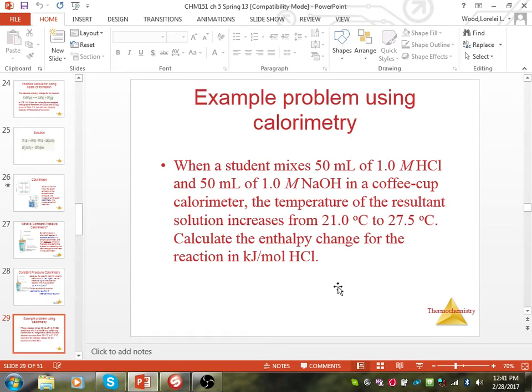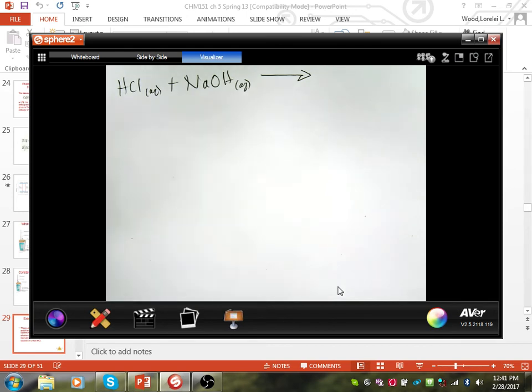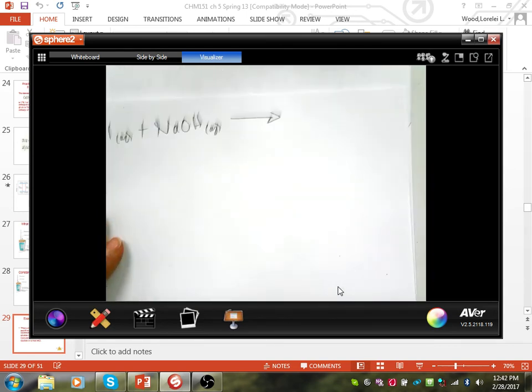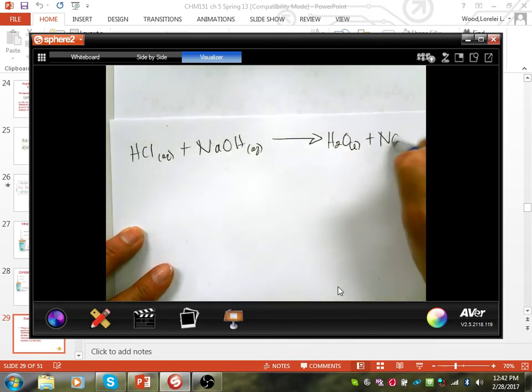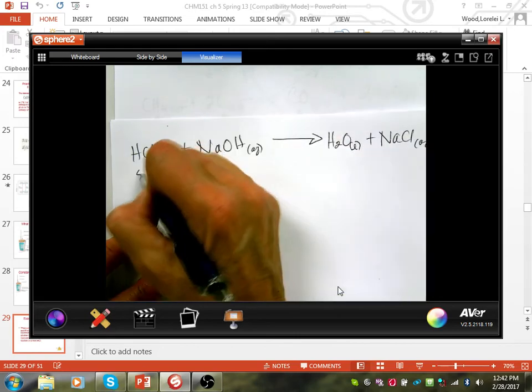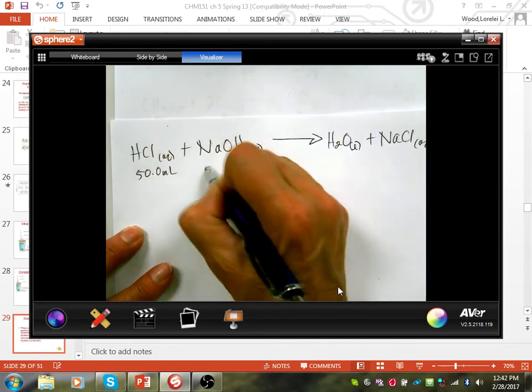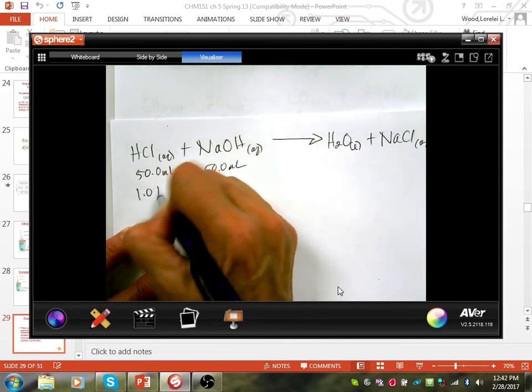All right, so we got a problem with calorimetry. All right, let's write this down. A problem with calorimetry. We got to start with HCl, right, plus NaOH. Both are aqueous solutions. And what's going to be my product here? HCl and NaOH, what am I going to make? Good old water and salt, an aqueous solution. I believe they said we had 50 mils of each of these, right? And it was 1.0 molar solution.